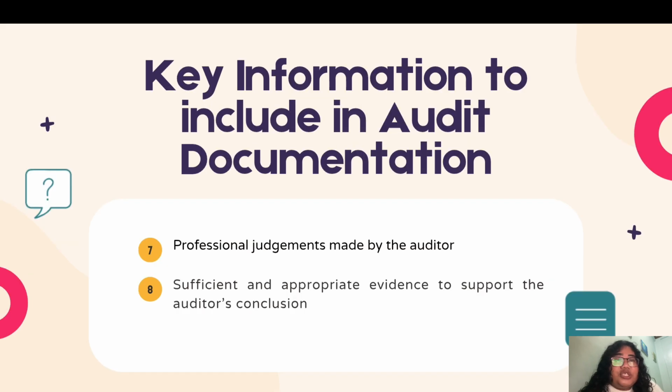Next would be the professional judgment made by the auditor, especially in testing or sampling. Auditing often requires critical thinking and decision making, especially when evaluating complex financial information. So, by documenting these professional judgments, the auditors can explain the reasoning behind their decisions and conclusions. This would mean that the auditor had gathered enough relevant and reliable evidence to form a reasonable opinion about the financial statements. Proper documentation of this would ensure that the audit opinion is well supported and defensible.